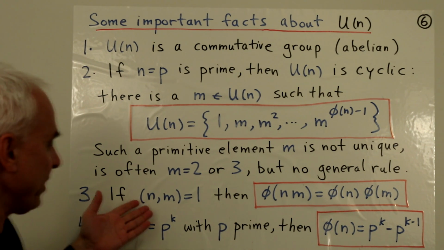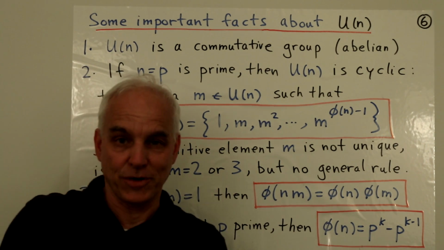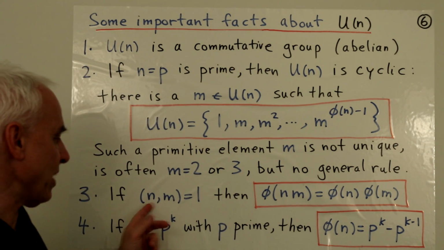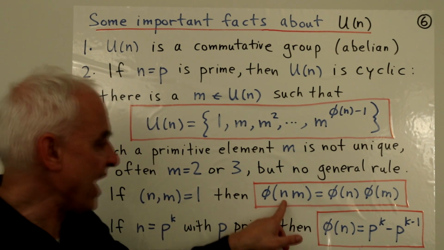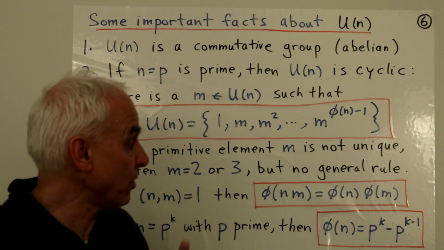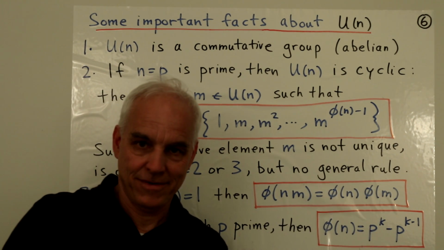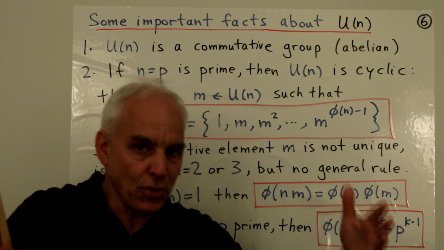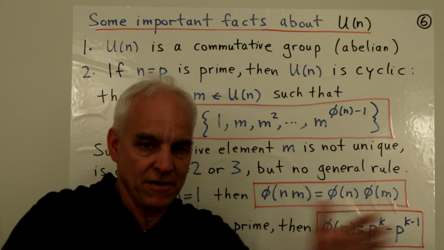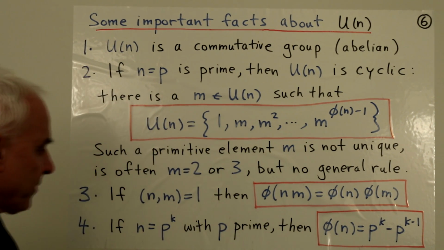Another very important property in this business is this crucial property of the Euler-Totient function. If you have two numbers n and m and they are relatively prime, then phi of n times m equals phi of n times phi of m. This allows you to build up or compute phi of bigger numbers from knowing phi's of various factors.